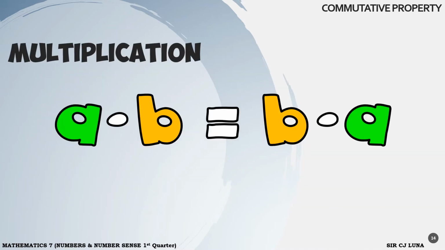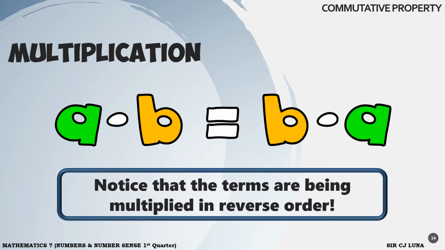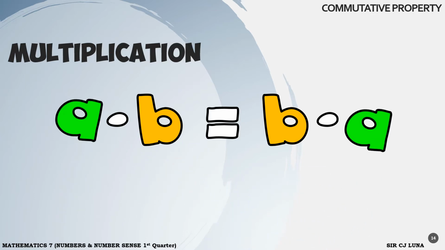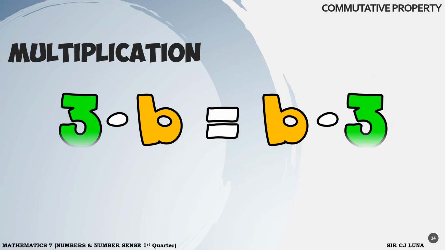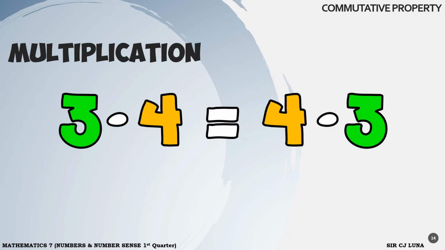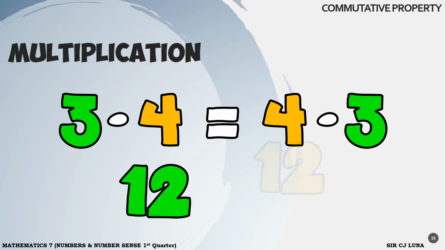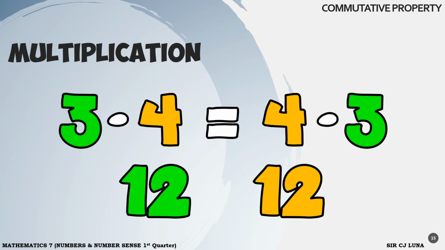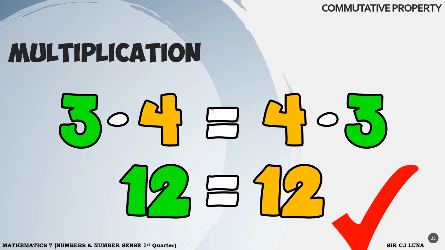Ngayon naman, gawin natin ang multiplication. Meron tayong A times B is equal to B times A. Notice that the terms are being multiplied in reverse order. So we will assign now values for our variables A and B. Let's say our A is equal to 3 and B is replaced by 4. 3 times 4 is equal to 12. 4 times 3 is also equal to 12. And these two products are equal. Therefore, multiplication is commutative.